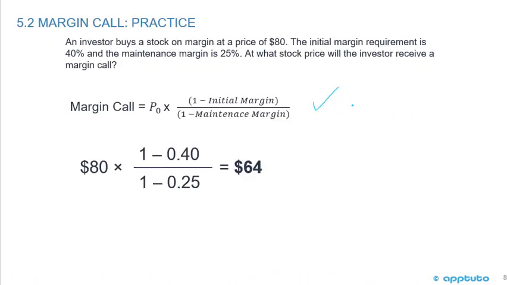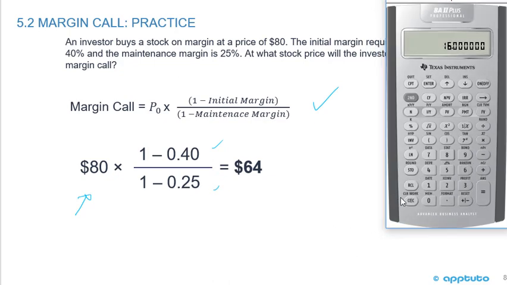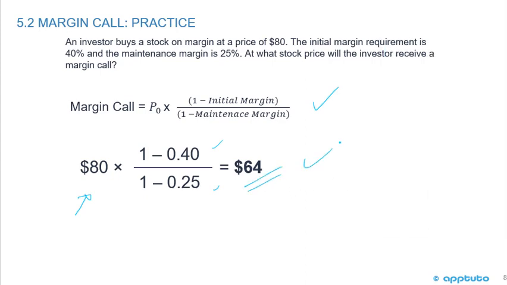Again, I like to use the formula that the margin call is the initial price times 1 minus the initial margin divided by 1 minus the maintenance margin. So it's going to be the $80 times 1 minus 0.4 divided by 1 minus 0.25. I can pretty much do it in my head. 0.6 divided by 0.75, and I'm going to have 0.8, and then I multiply that by the $80. And you can see, if I get a question like that, $64 is the price at which I'm going to receive the margin call. That's a lot quicker than a 90-second question.